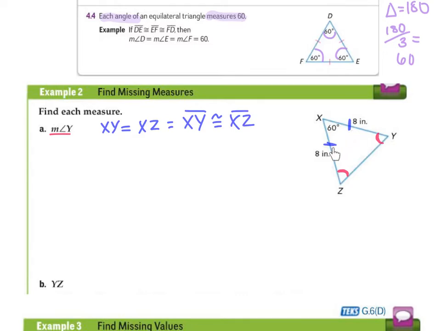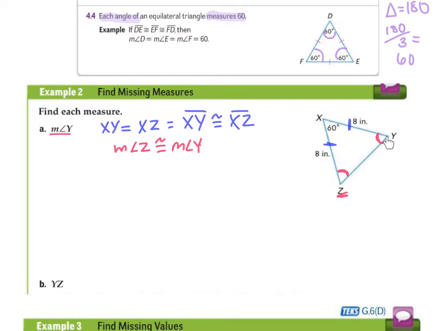Then we address the fact that this is isosceles, and when we have isosceles triangles, our two angles that are opposite the sides are congruent as well. So now I know that the measure of angle Z right here is congruent to the measure of angle Y. And again, that's by our isosceles triangle theorem. Now I can solve for the measure of angle Y.